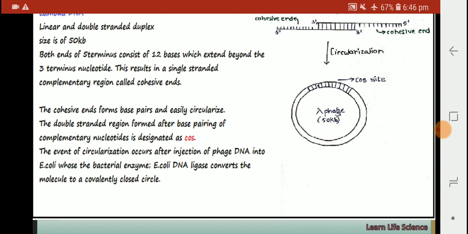Now, in the host cell, for example, we are considering E. coli, in the presence of E. coli DNA ligase, which is involved in phosphodiester bond formation, there is circularization of the linear double-stranded phage DNA. So this was about the COS site of lambda bacteriophage.